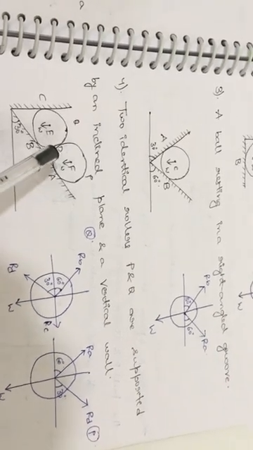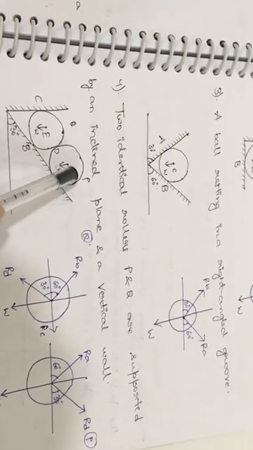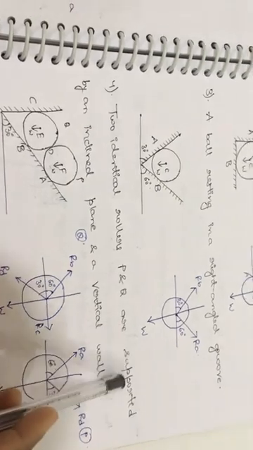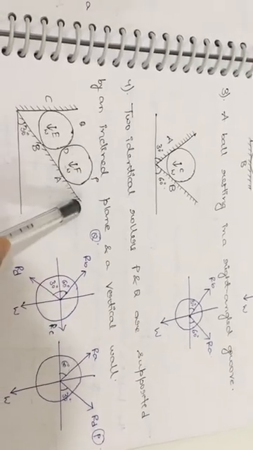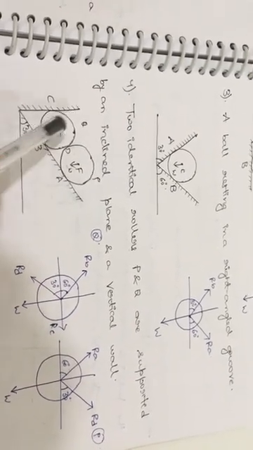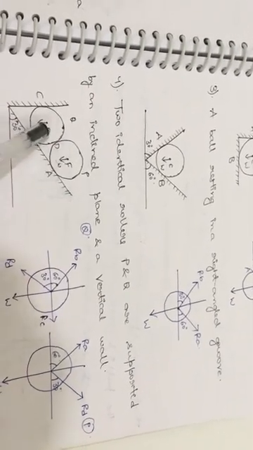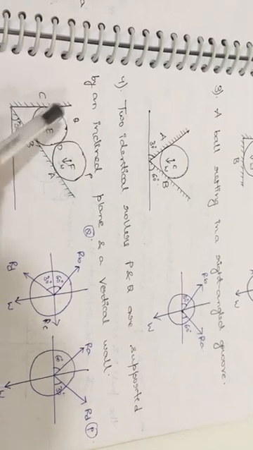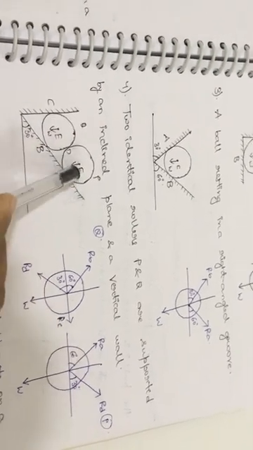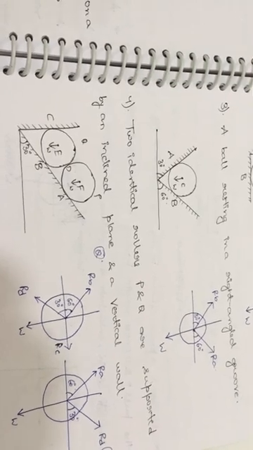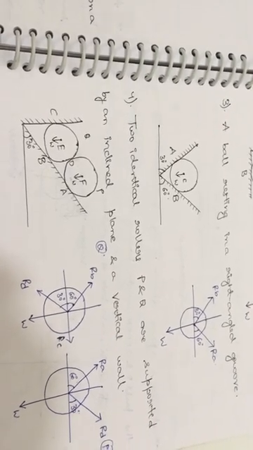Next, coming to the fourth example, here two rollers are there. Two identical rollers, P roller and Q roller, which are supported by an inclined plane. This part is nothing but an inclined plane, and a vertical wall. So two rollers P and Q are supported by an inclined plane and a vertical wall. Here two rollers are there. So we need to draw the free body diagrams for the P ball separately and for the Q ball separately.